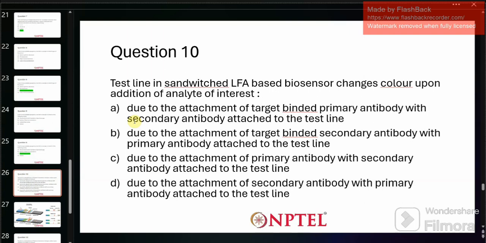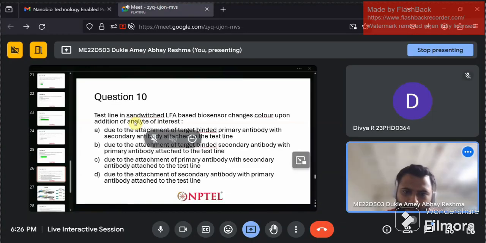Or due to attachment of primary antibody with the secondary antibody attached to the test line, or due to attachment of secondary antibody with primary antibody attached to the test line. So in the first two options there is a target-bound primary antibody and a target-bound secondary antibody. Just break it down, because all the options look similar. In the first two options we have target binding, in the last two options there is no target binding. What do you think will be the answer?